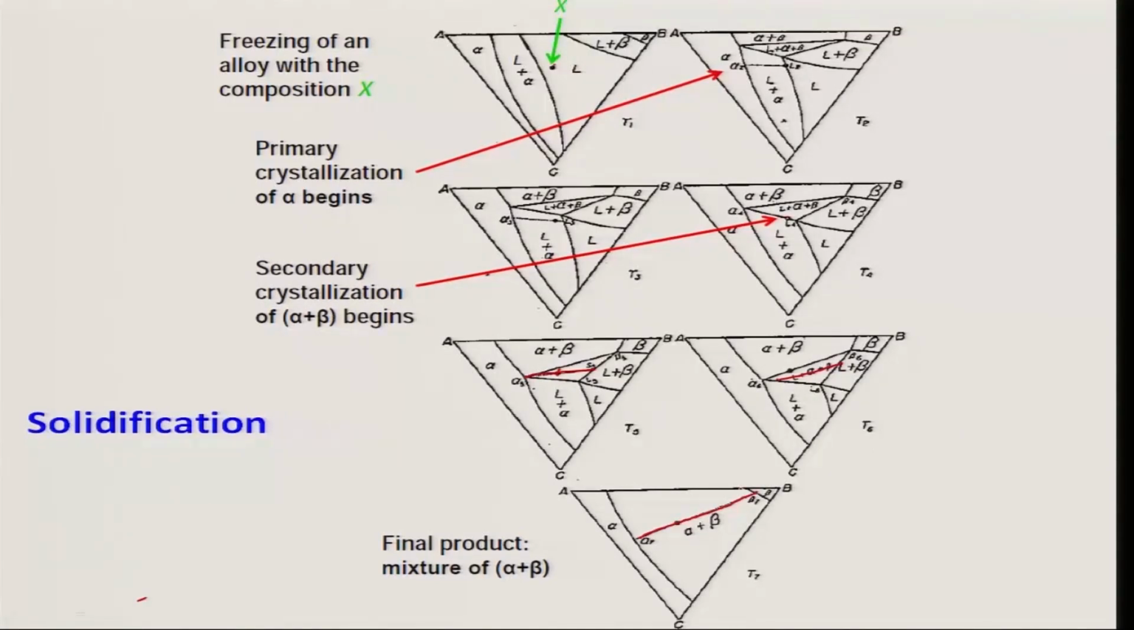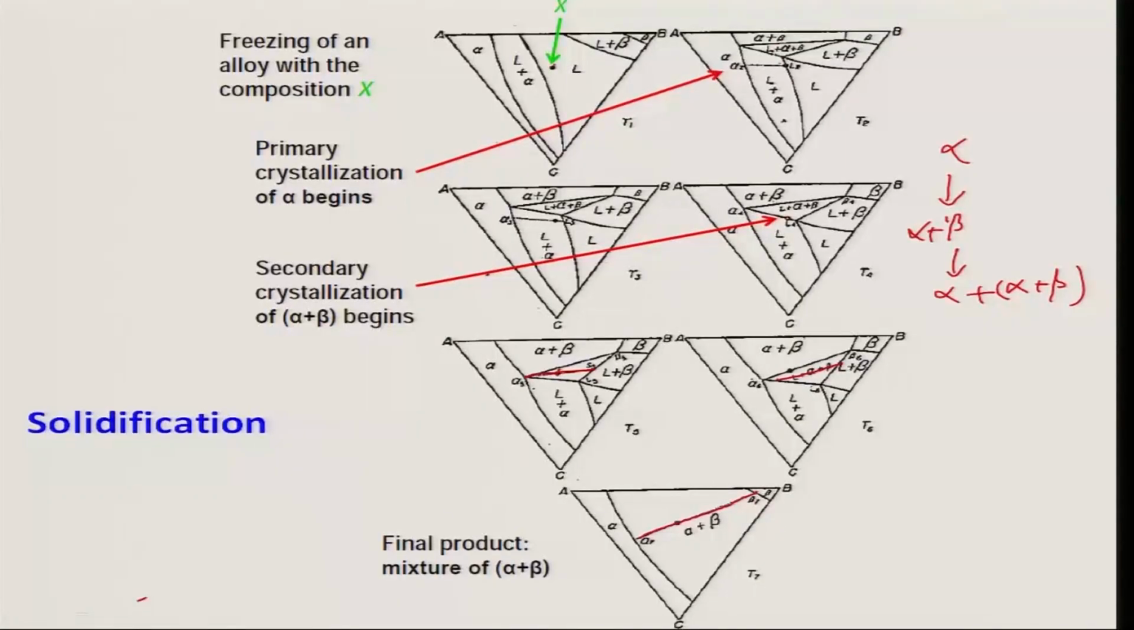So, what happens? First it forms alpha, then it forms beta, because it will form alpha plus beta eutectic, and it will solidify as alpha plus beta eutectic. That is as usual, because this is an alloy which does not fall exactly on the eutectic; it is a little bit off eutectic composition.